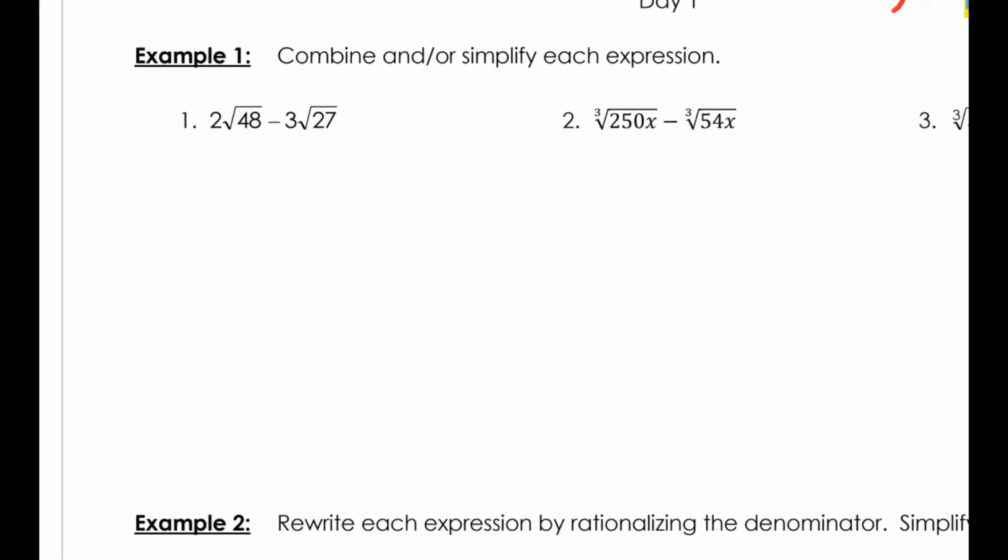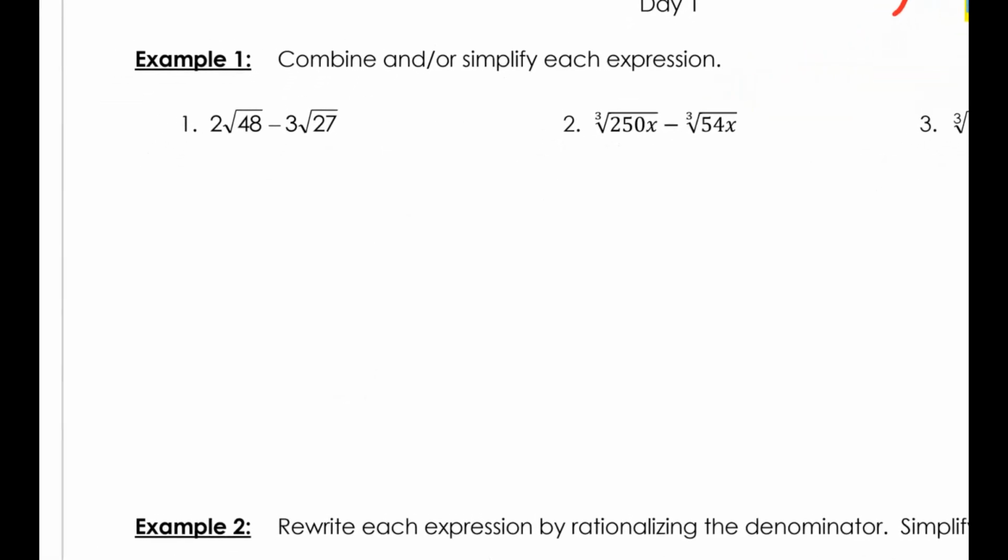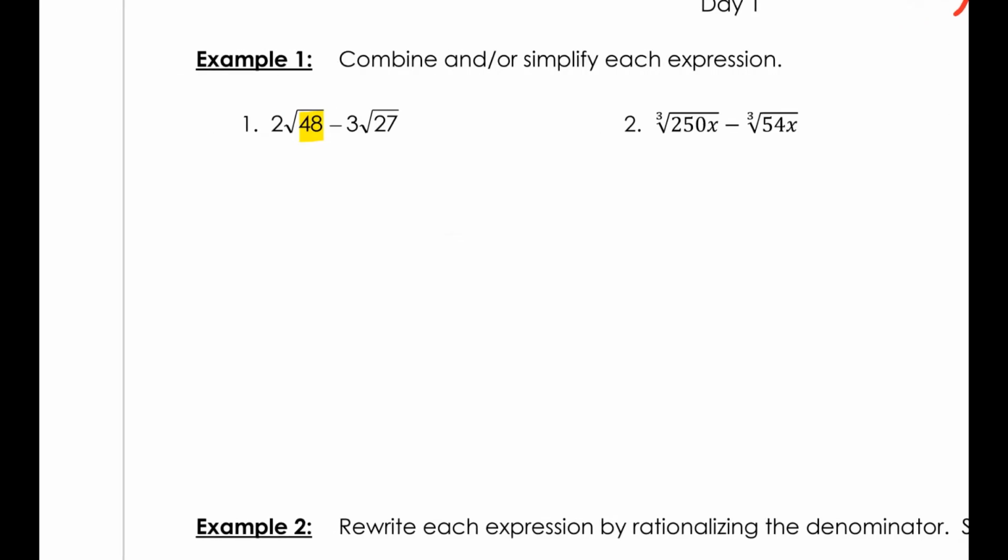Looking at example 1, combine and/or simplify the expression. So I have 2 times the square root of 48 minus 3 times the square root of 27. Well, let's write off to the side here some factorizations for 48. So this is what I was saying a second ago with factoring strategically. One factorization for 48 would be 2 and 24.